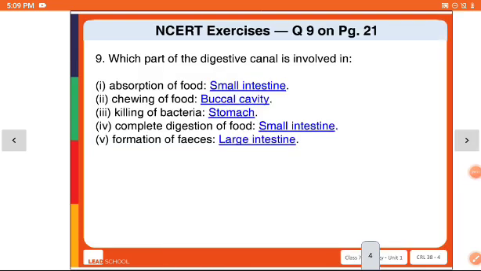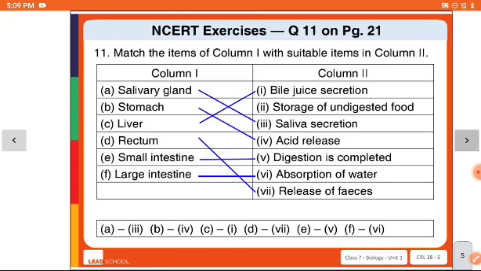Question number 9. Which part of the digestive canal is involved in the following? Absorption of food, small intestine. Chewing of food, buccal cavity. Killing of bacteria, stomach. Complete digestion of food, small intestine. And formation of feces, the large intestine.